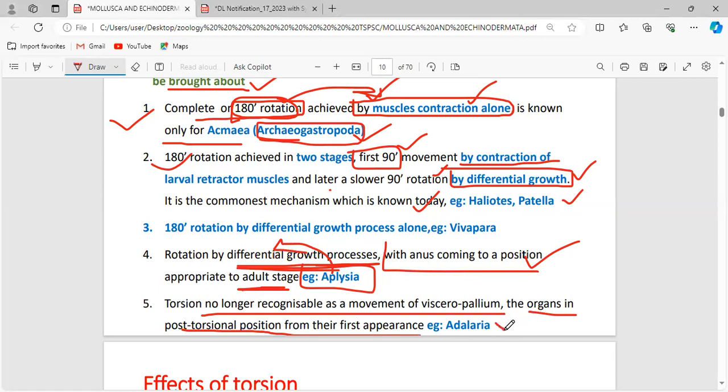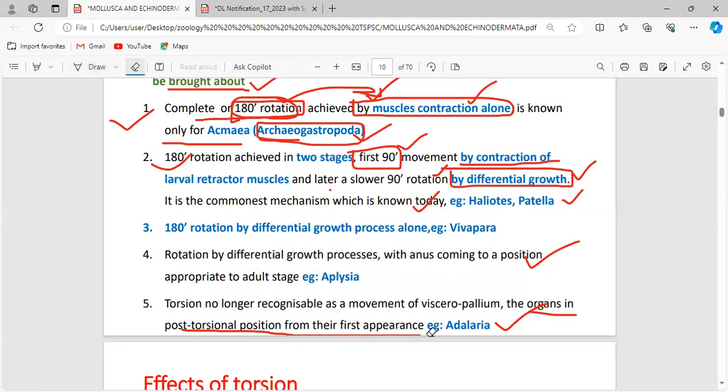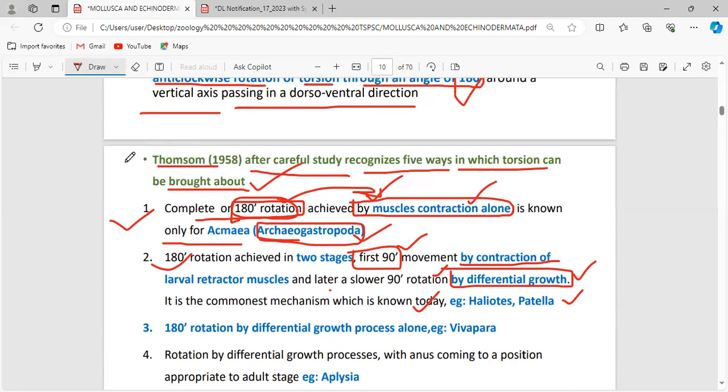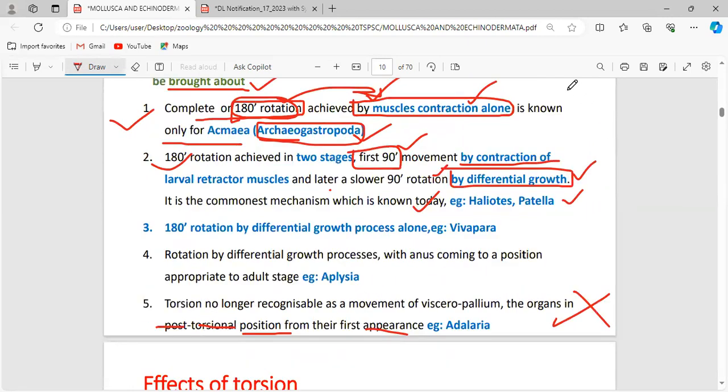In the case of Adalaria, this is not a movement of the visceropallium, the organs are in the post-torsional position from their first appearance. This is not connected in Thompson's view. You just remember all those first points.